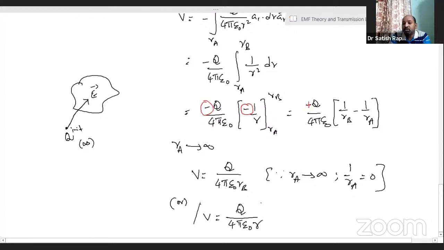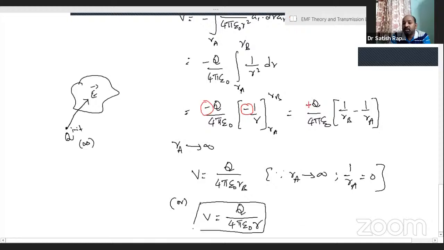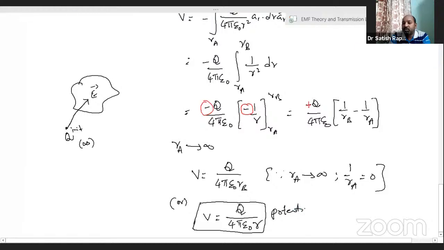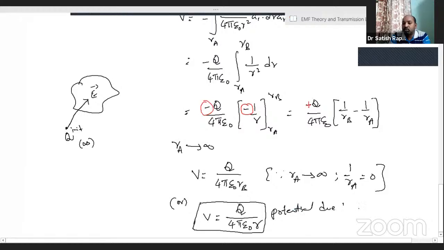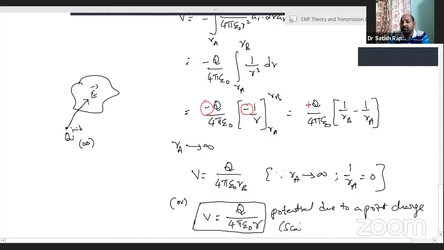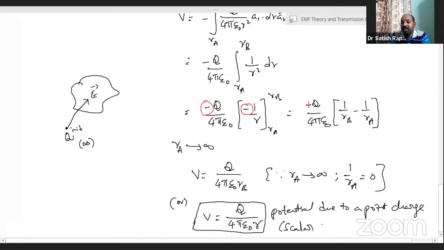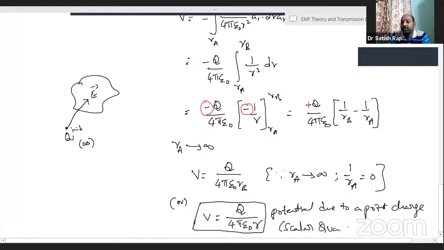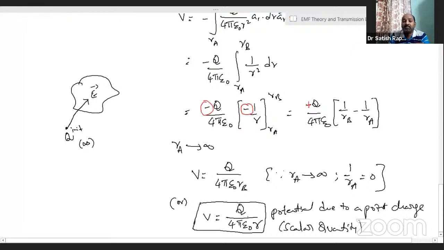So this is the potential due to a point charge. And one more thing is, potential is a scalar. It is a scalar quantity. It is not a vector, right?